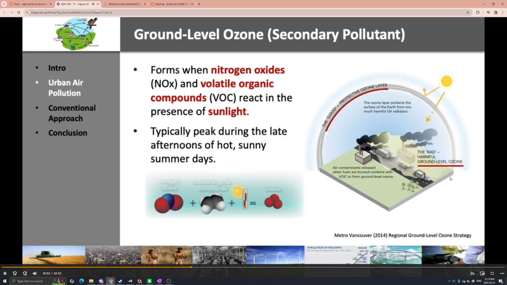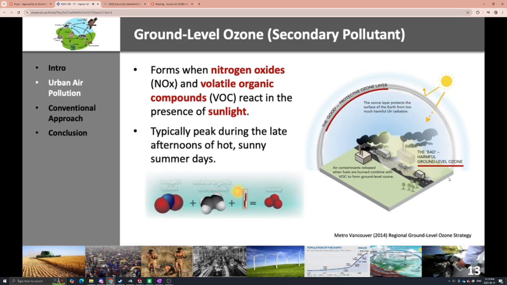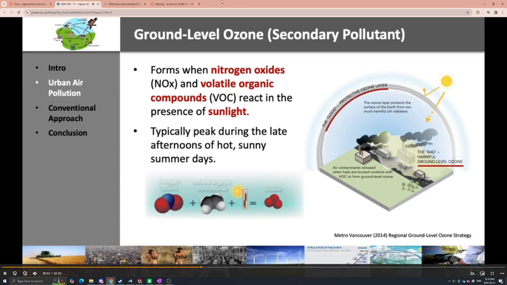Instead, the ground level ozone forms as a result of a chemical reaction with other emissions, and these other emissions are called precursors. In the case of ozone, the precursors are nitrogen oxides, which is abbreviated as NOx, and volatile organic compounds, or VOCs. So these NOx and these VOCs react together in the presence of sunlight to produce ground level ozone. The ideal conditions for the formation of ozone are late afternoons on hot, sunny summer days, which is when we often see this kind of pollution in Vancouver.